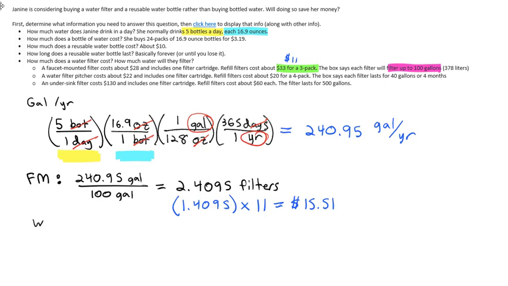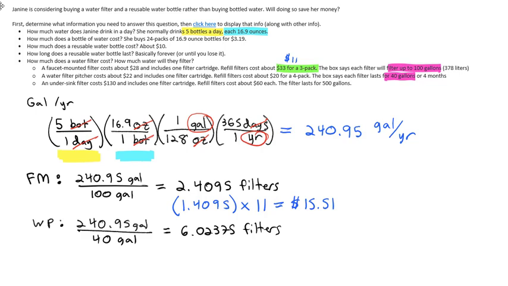We're going to go through a very similar process with the water pitcher filter. With the water pitcher filter, we've got 240.95 gallons, the same amount of water. But this time, this filter only filters 40 gallons. So we'll divide this one by the 40 gallons. And when we divide this by the 40 gallons, we end up getting 6.02375 filters.